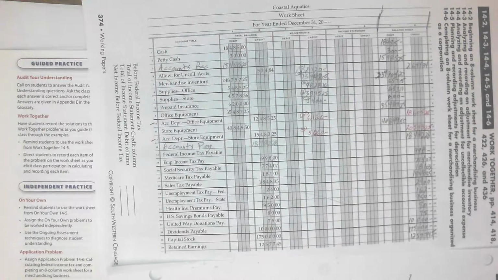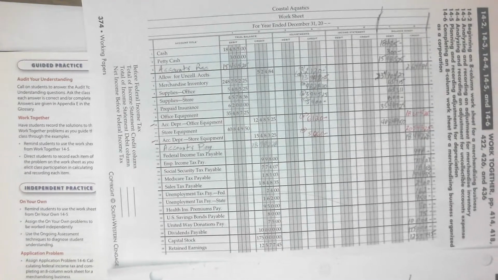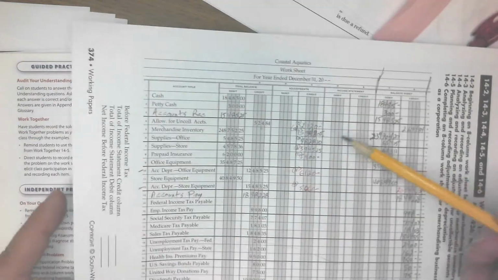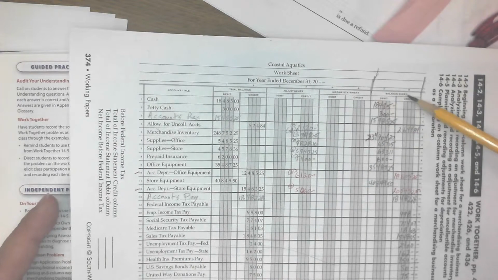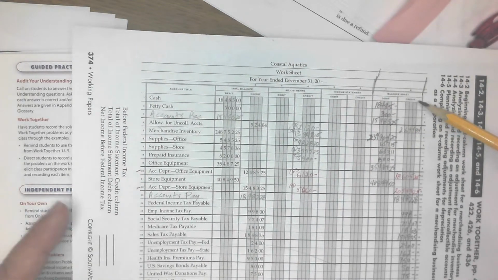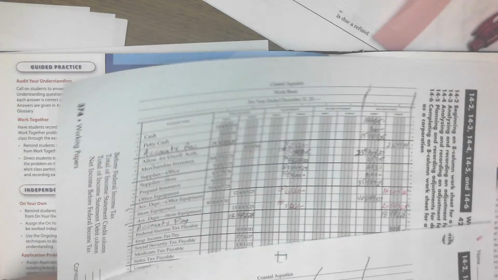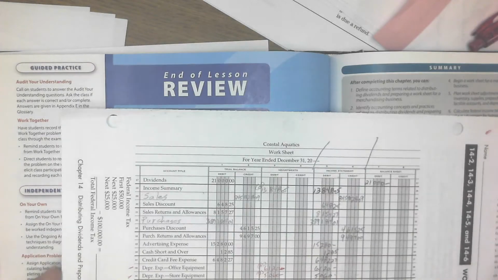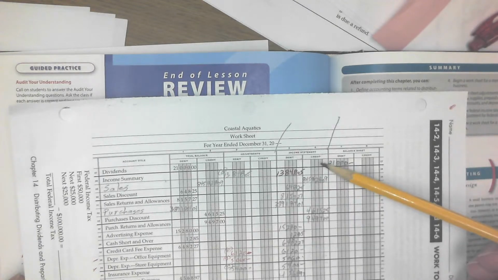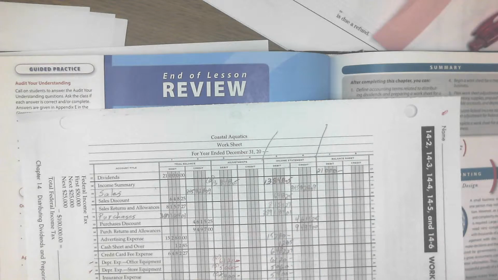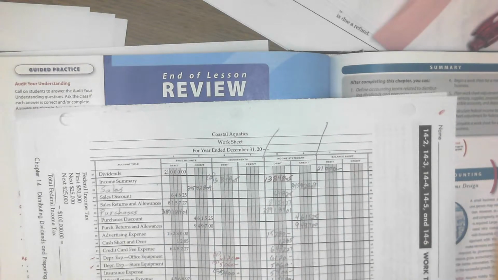Okay, so on the next step for this, now that you've got everything moved over to the income statement and balance sheet columns, we're just going to work with the income statement section for a minute. Let me just make sure I have everything on here.